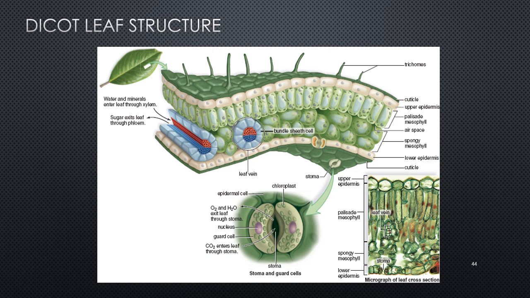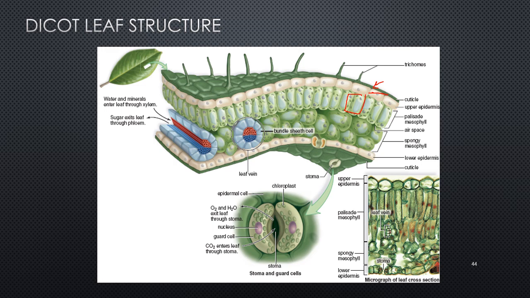At the cellular level, our dicot and monocot leaves look very different as well. So let's look at the structure of a dicot leaf to start with. To begin with, we're going to talk about what we call the mesophyll cells. The mesophyll cells in a dicot leaf are of two different types. On the top side of the leaf, just under the epidermis, and in this one you can see the cuticle as well, is what we call the palisade mesophyll cells.